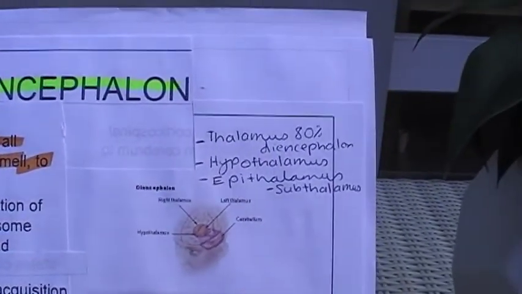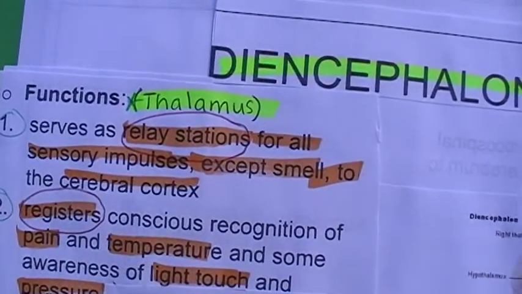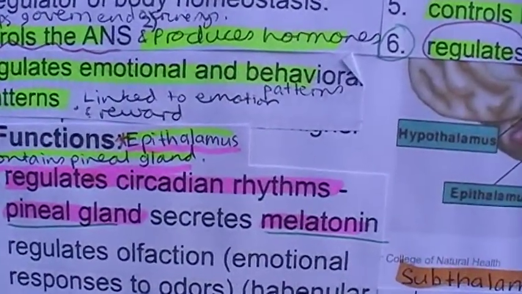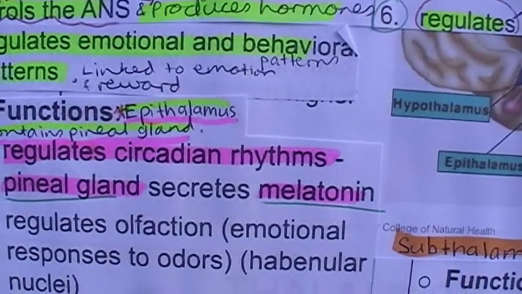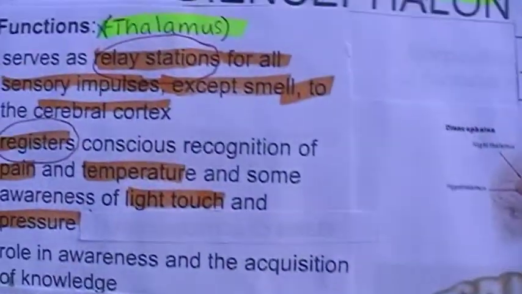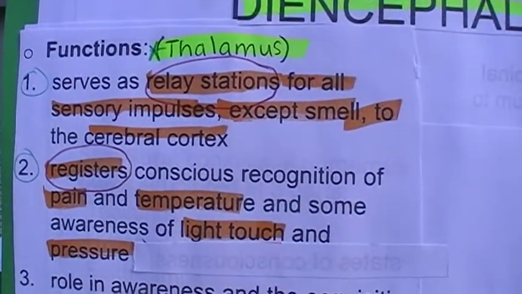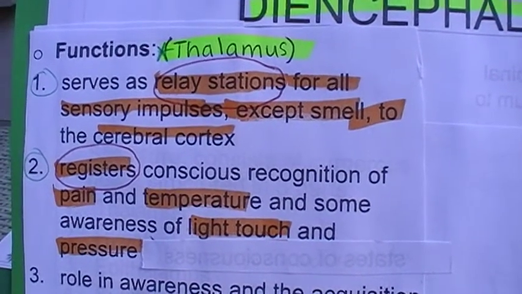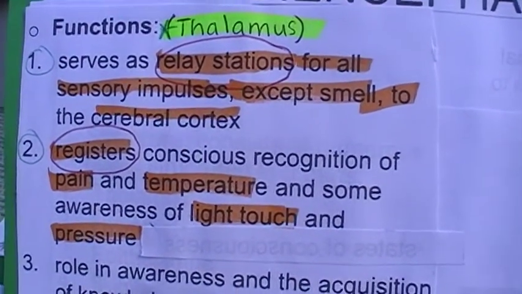The diencephalon includes the thalamus, hypothalamus, and epithalamus. It also includes the subthalamus. What does the thalamus do? It's a relay station and registers pain.